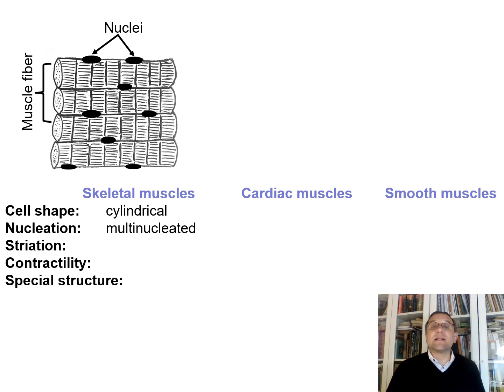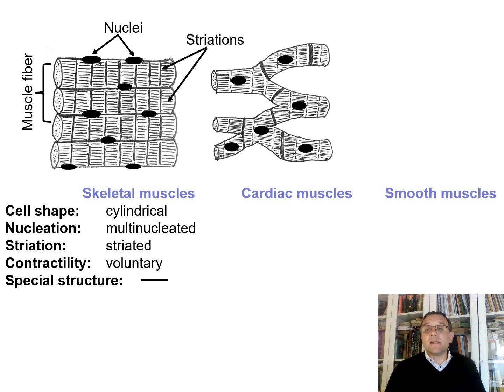Unlike cells of cardiac and smooth muscles, the skeletal muscle cells are multinucleated. One of the most important characteristics is that skeletal muscle cells are striated. They are voluntary.